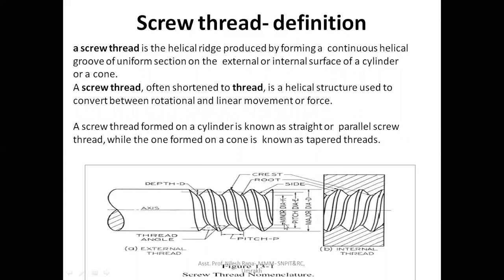This is the nominal diameter, this is the pitch diameter, and this is the minor diameter. You can see here the value of pitch. The pitch means the distance between two consecutive threads, and this is called the thread angle, right? So this figure is for external thread and this figure is for internal thread.